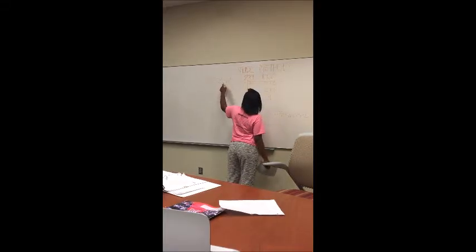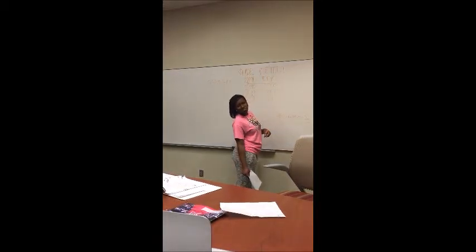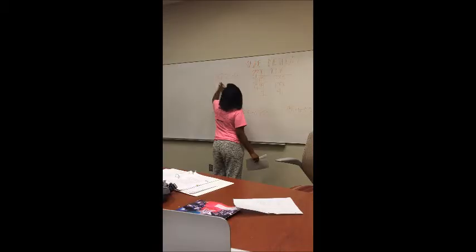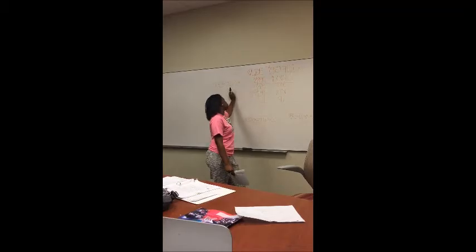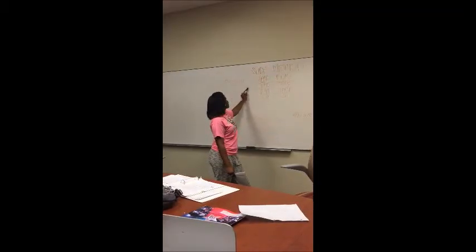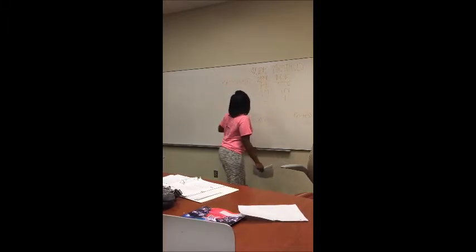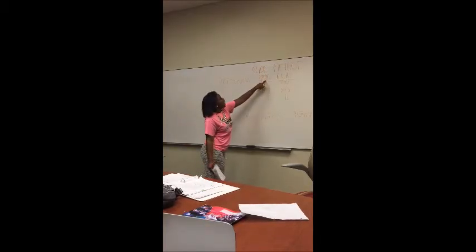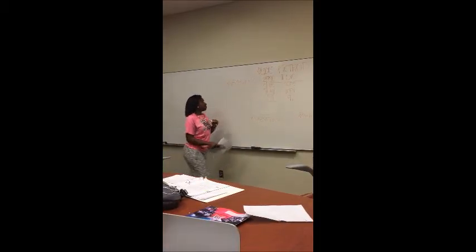2 times 5 is 10. 10 times 11 is 110. Greatest common factor. The 2, we brought it from here. The 5 we brought from here. And the 11 that we brought from here. Multiply them together, you get 110. And so our greatest common factor for 990 and 10,010 is 110.